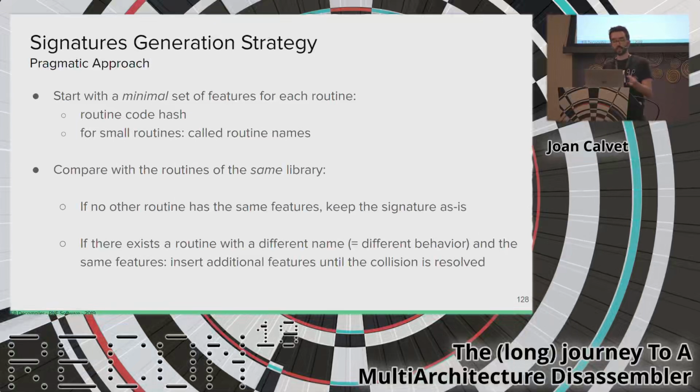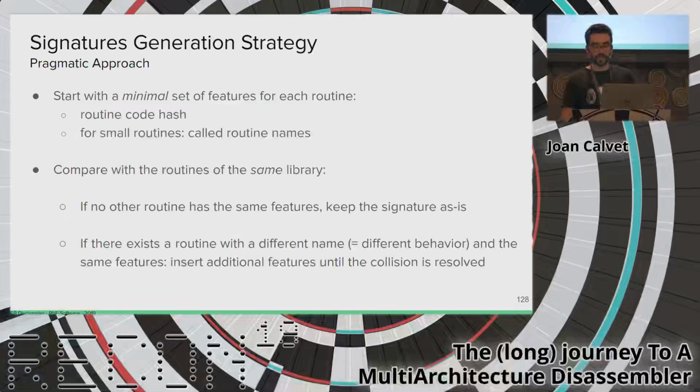But if there is a routine with a different name and the same features, we consider it to be a collision, and we try to solve it by iteratively inserting new features, like the called routine names and the constant values, until the collision is resolved. That is, until the two signatures have different features. Note that if we cannot resolve the collision, we still generate an unknown signature. That is a signature that says it's likely a library routine, but we don't have any specific information on this routine. Users can also solve the conflict manually by setting the best signature.